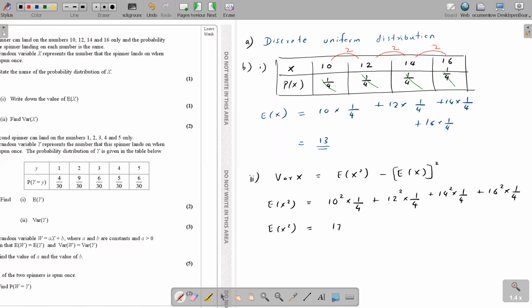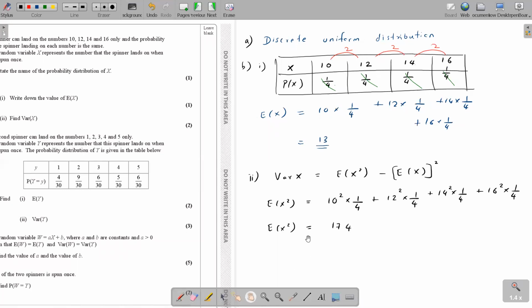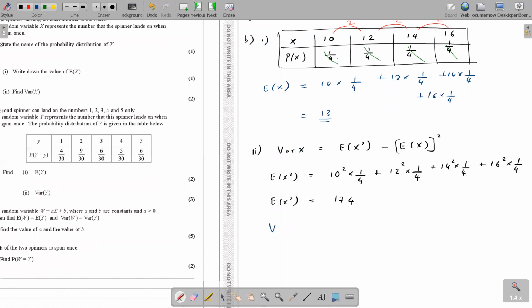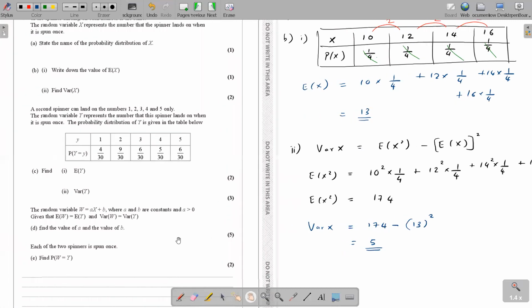174, exactly. Right, then let's get the variance of X. Variance X is E(X²), which is 174, minus the mean E(X), 13 squared. You have to square 13, which gives 169. So how much is it then? 174 minus 169 is 5. So variance X is 5. Understood?